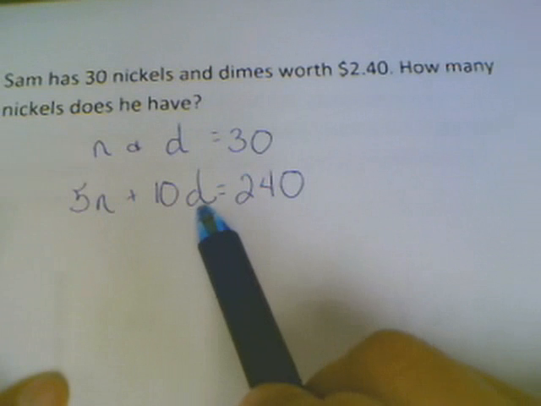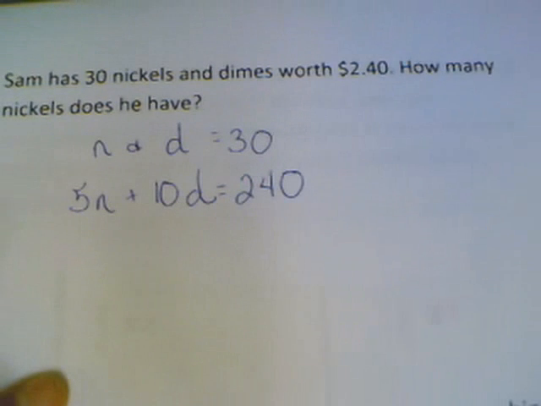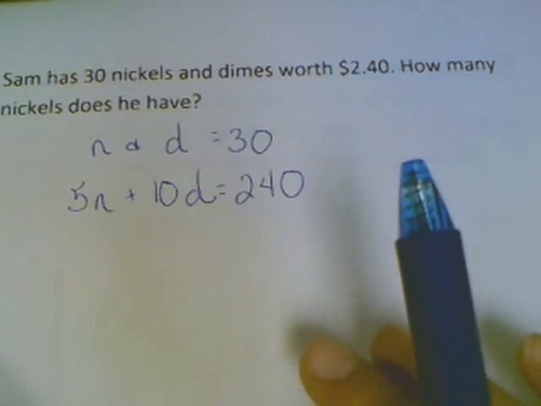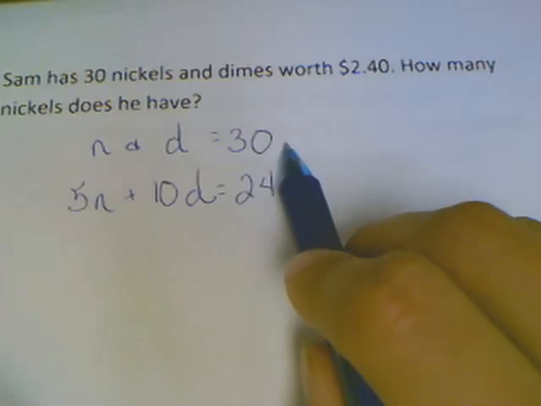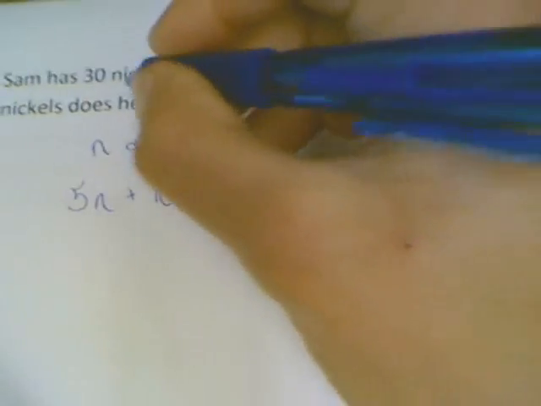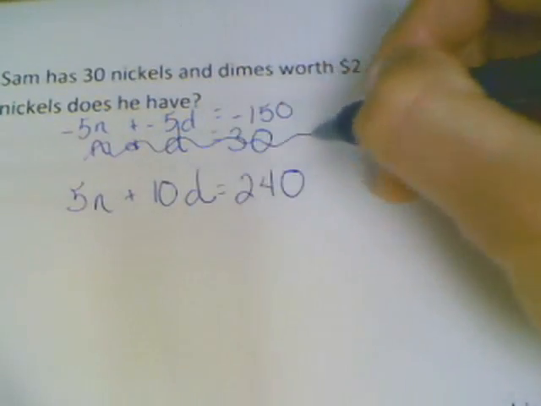A nickel is worth 5 cents and a dime is 10 cents. So then this should equal my total amount of money. There's a lot of options we have in order to solve this. I'm going to choose to use the multiplication method at this point, and I'm going to multiply everything in this top equation by negative 5. So I'm going to get negative 5n plus negative 5d equals negative 150.